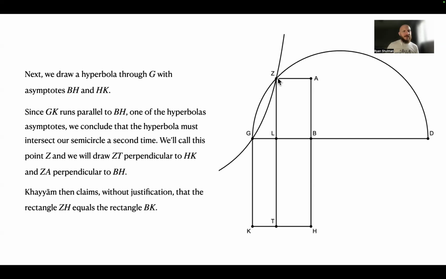So once we have our point Z, we're going to make a couple more lines. We're going to draw ZT perpendicular to HK, and we will draw ZA perpendicular to BH. Now, Omar Khayyam then goes on to claim without justification, which is maybe my favorite thing that some of these ancient mathematicians do, is just make a claim without justification, like it's just a really obvious claim. He claims that the rectangle ZH, so this kind of tall, skinny rectangle, the area of ZH equals the area of the rectangle BK that we formed on the last slide.